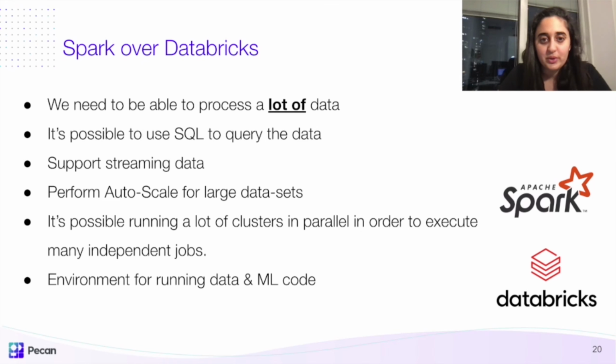Spark supports streaming, which is useful for different use cases, and Spark cluster can also autoscale according to the status of the workload they run. Another reason is that it's possible to execute different Spark jobs in parallel on different clusters, so that there will be no conflict between them and competition for resources.